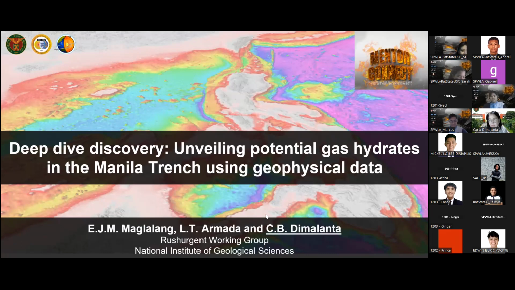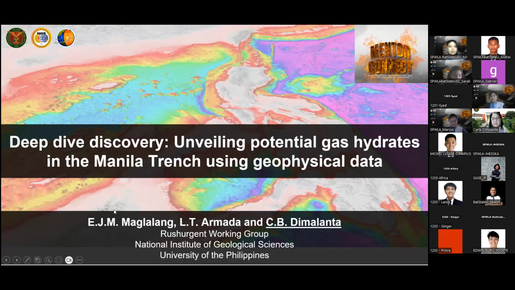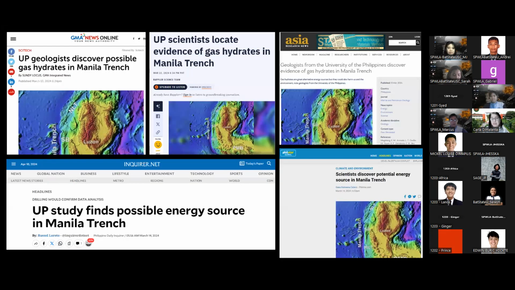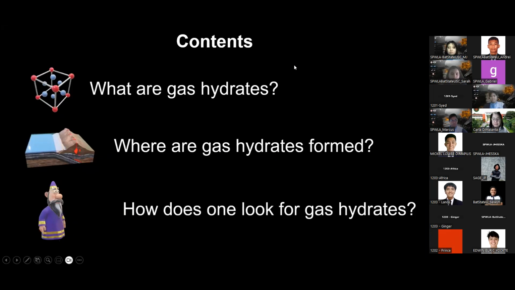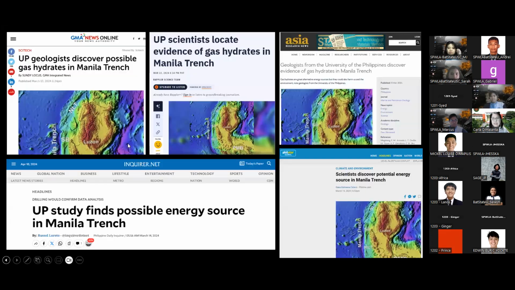Okay, so as I mentioned, I think this invitation to me, to our group, was prompted by the several news reports that were featured lately, all stemming from the results of the work that we did within the Manila Trench, where we reported the possible presence of gas hydrates. So please take note that reporting the presence of gas hydrates is different from reporting that we are developing or producing gas hydrates.